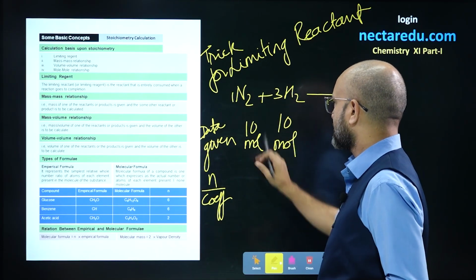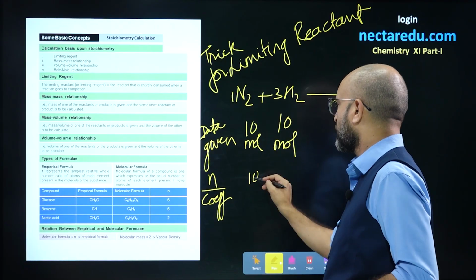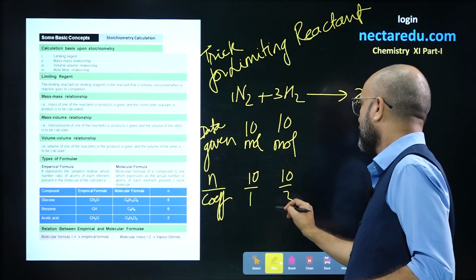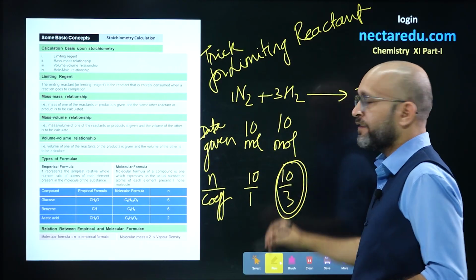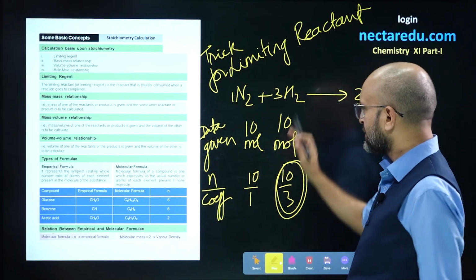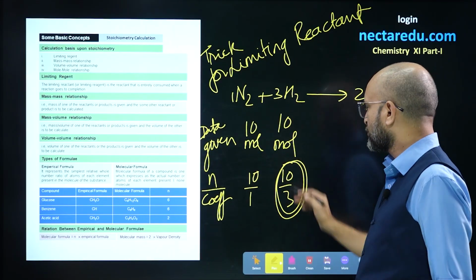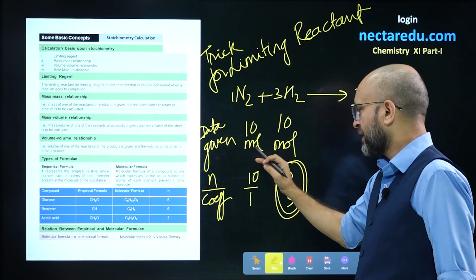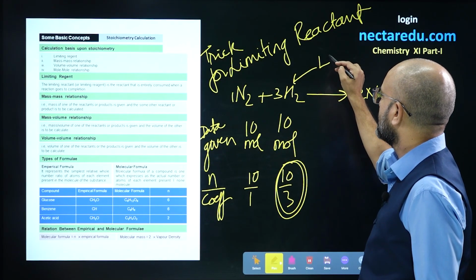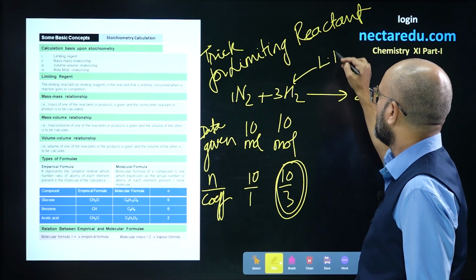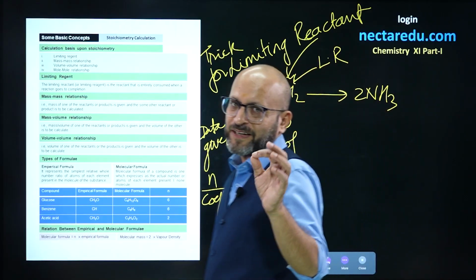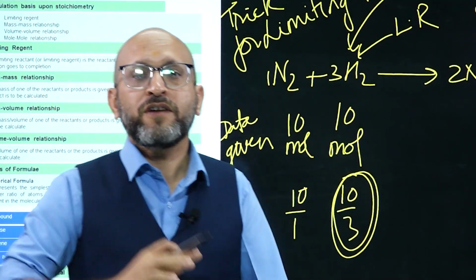Let me explain it to you. For nitrogen it will be 10 by 1. For hydrogen it will be 10 by 3. So for whichever reactant you get the lesser value, that will be the limiting reactant. As in this example, for hydrogen we get 10 by 3, for nitrogen we get 10 by 1. So the limiting reactant here will be hydrogen. This is going to be your limiting reactant, right? So that is the simplest trick you can apply to find out the limiting reactant.